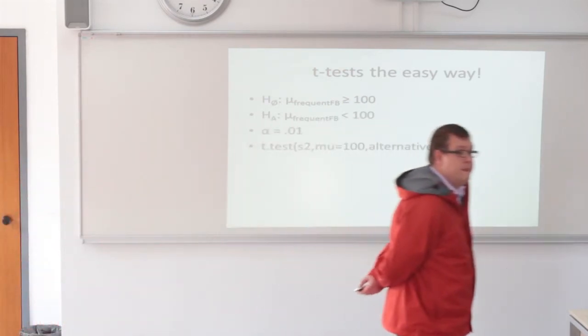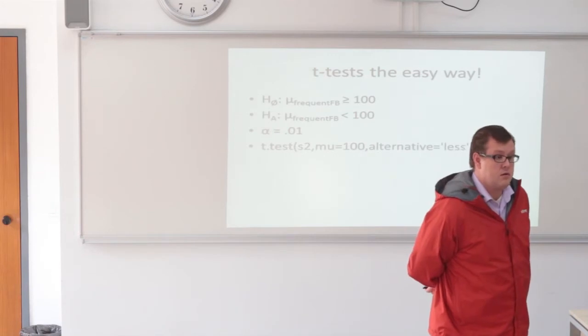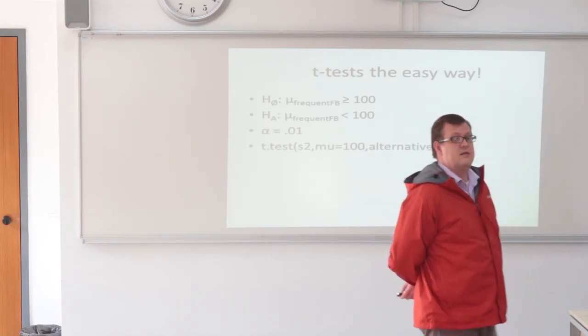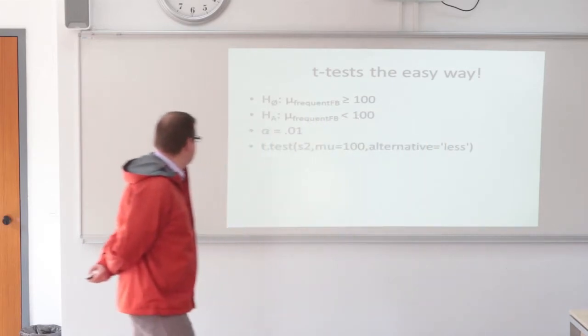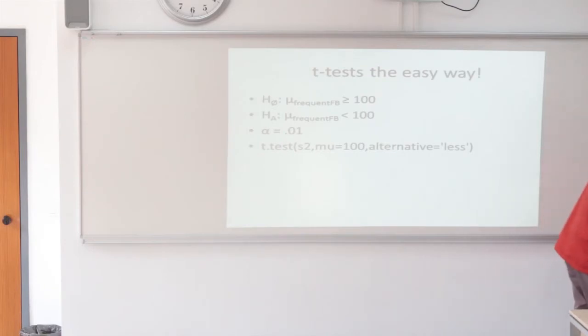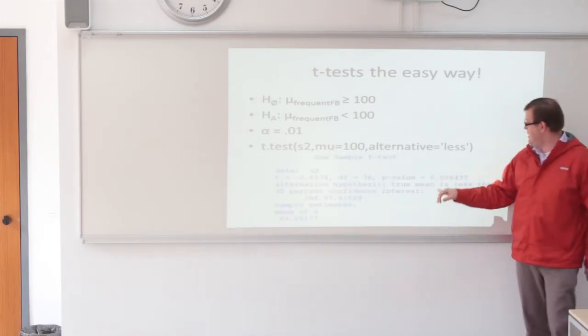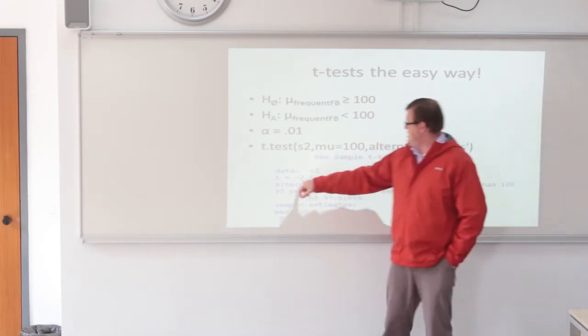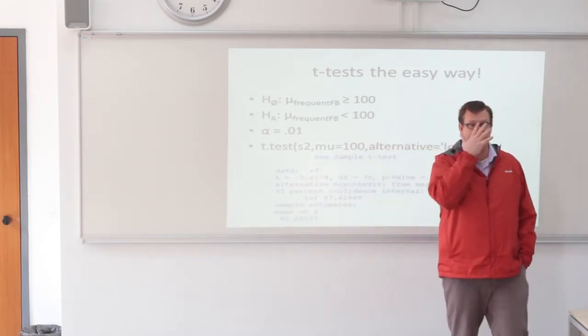So what is the p-value of t? The p-value is 0.006. You should get something like this. So the p-value is 0.006, and t is negative 2.6 something.